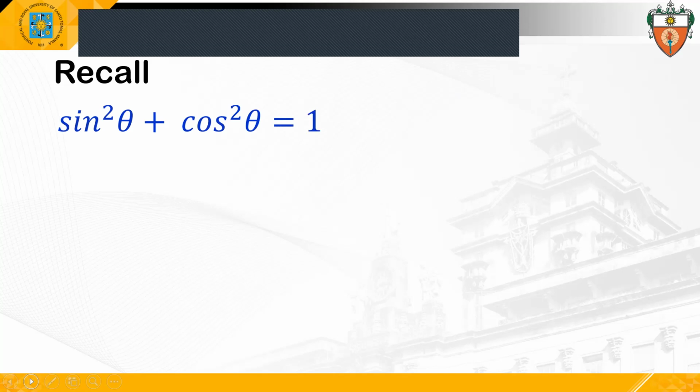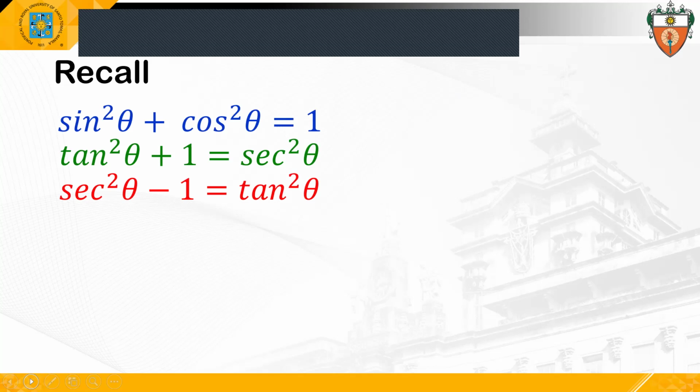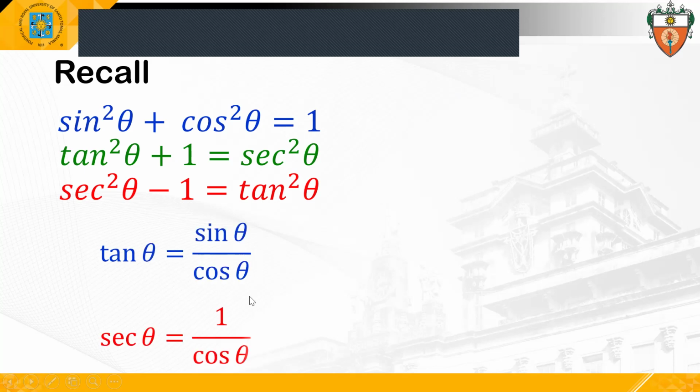So, this one, sine squared plus cosine squared theta equals 1. Tangent squared theta plus 1 equals secant squared theta. Secant squared theta minus 1, if we move the 1 to the other side, that will leave us with tangent squared theta. And of course, we know that tangent theta is equal to sine theta over cosine theta. Also, we know that secant theta is the reciprocal of cosine theta, so that's 1 over cosine theta.